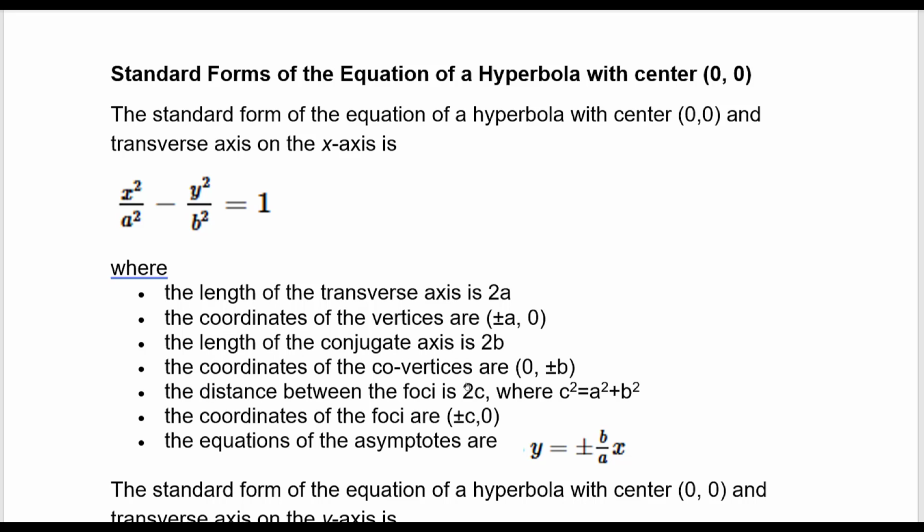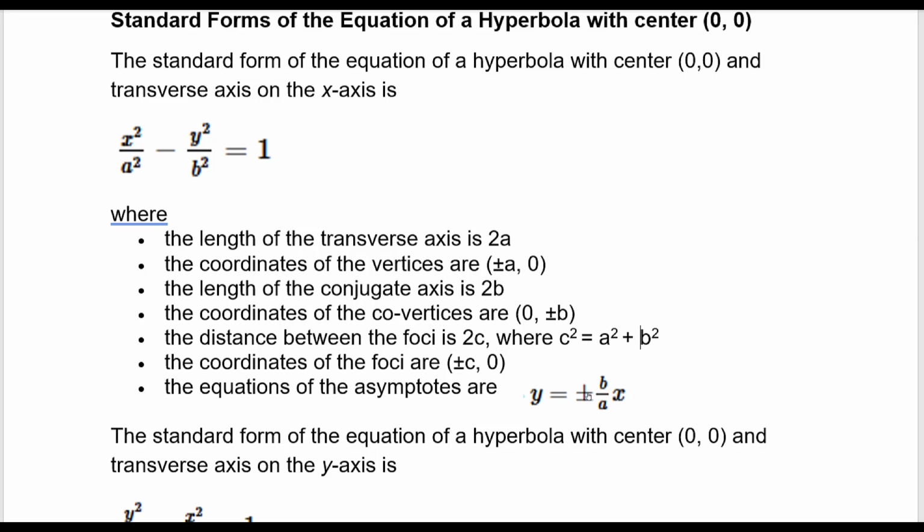The distance between the foci is 2c, where c squared is a squared plus b squared. And the coordinates of the foci are plus or minus c comma 0. I want a space there, one there, one there, one there, and one there. Okay. And the equations of the asymptotes are y equals plus or minus b over a times x.